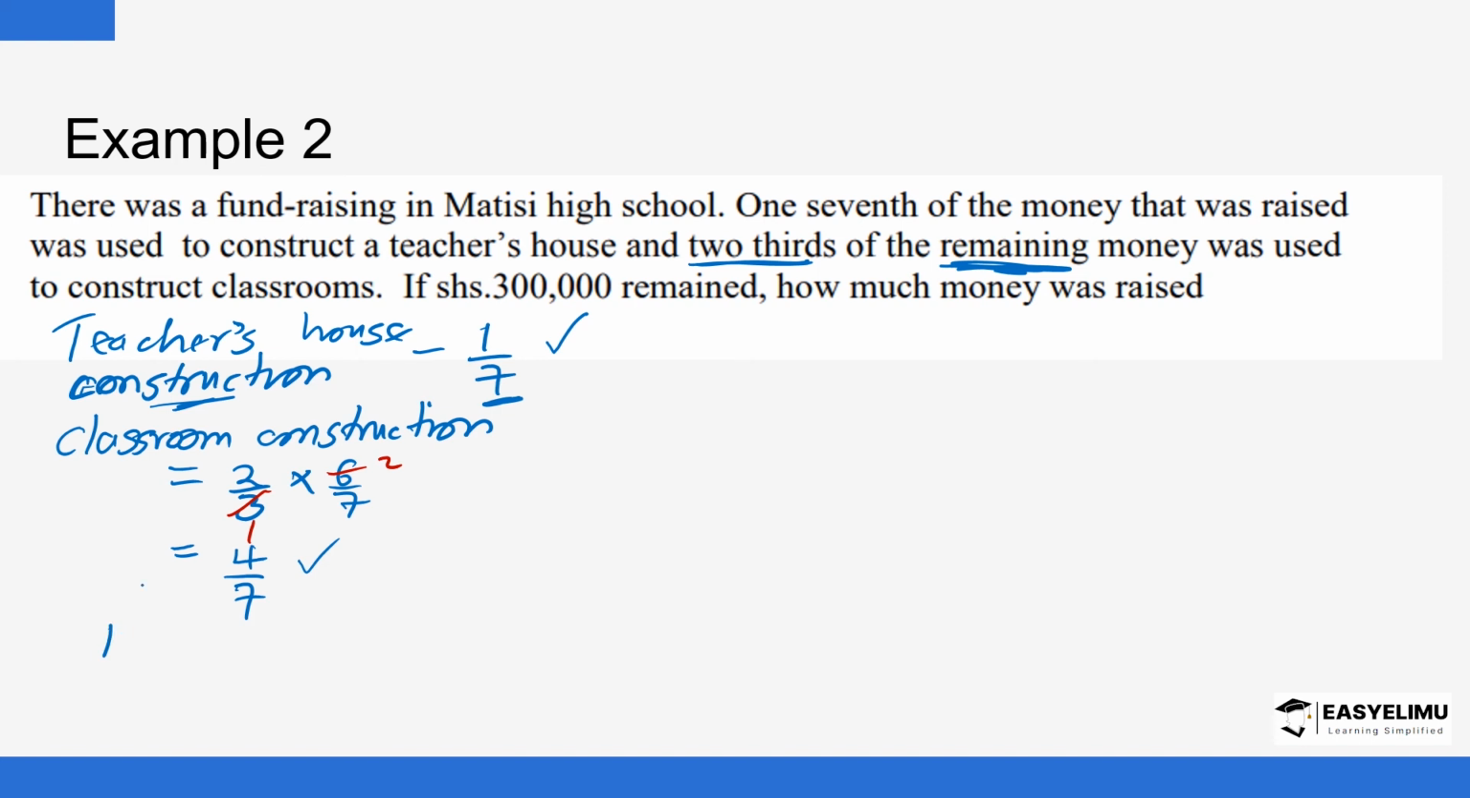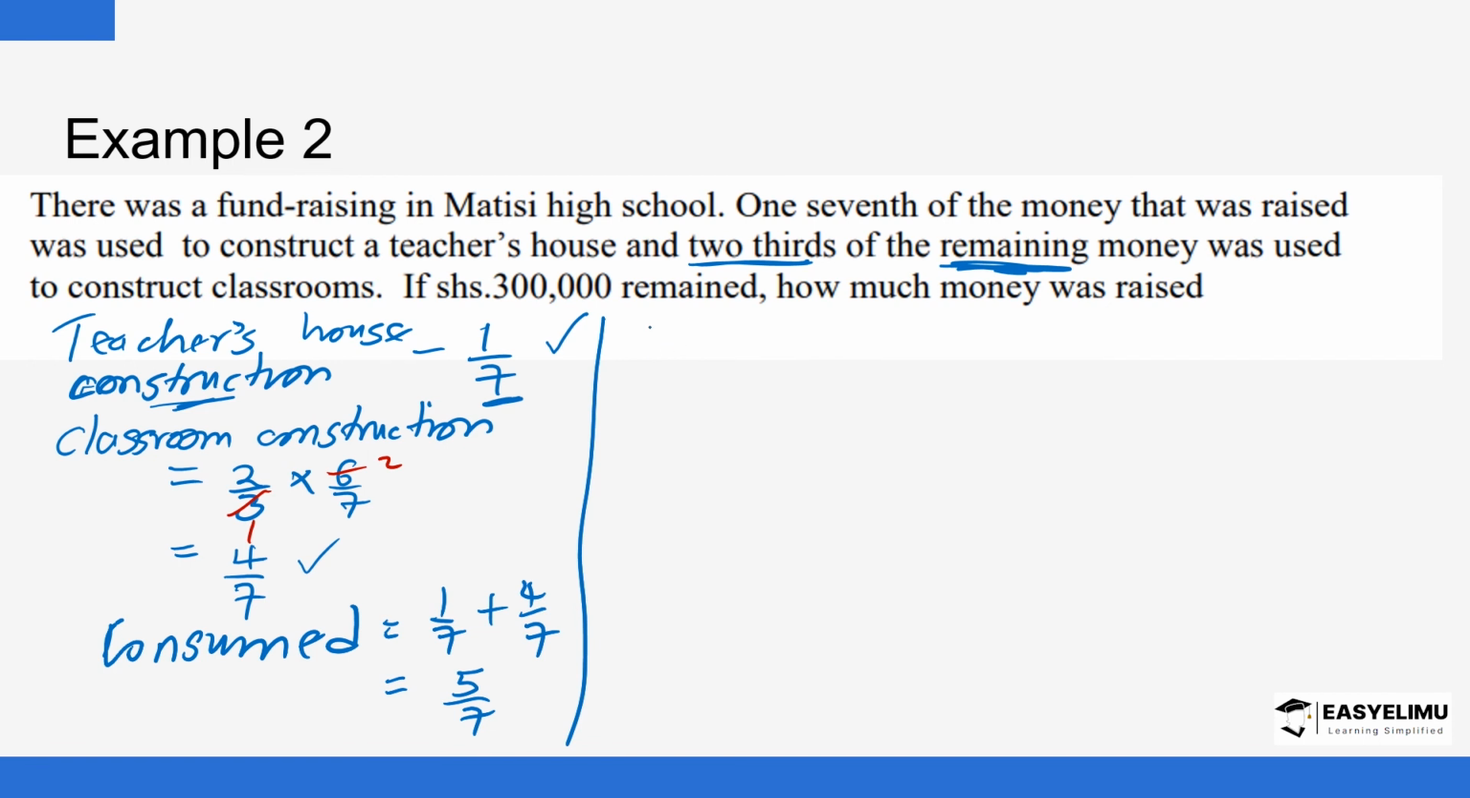So we have consumed. So what has been consumed so far should be 1 over 7 plus 4 over 7. So if the denominators are the same, you just add the numerators. So that is 5 over 7. So amount remaining is 1 minus 5 over 7. Remember, 5 over 7 is what has been consumed so far.